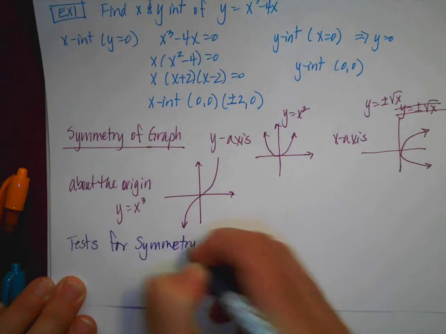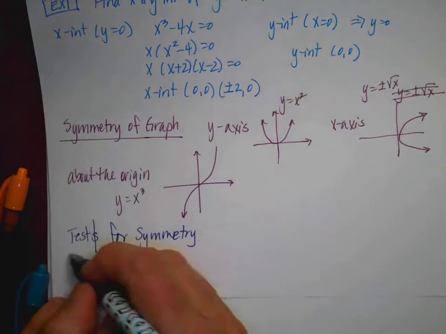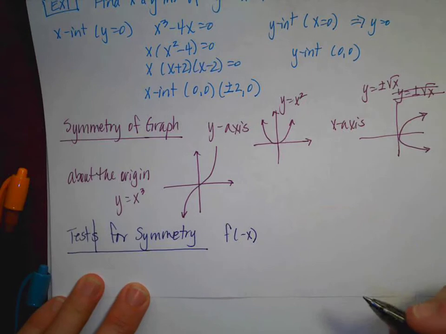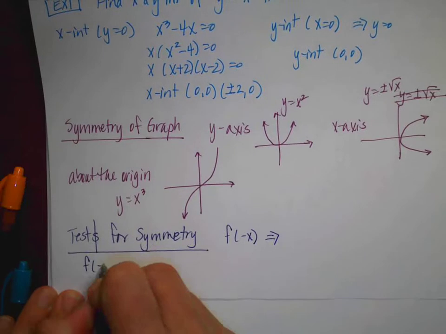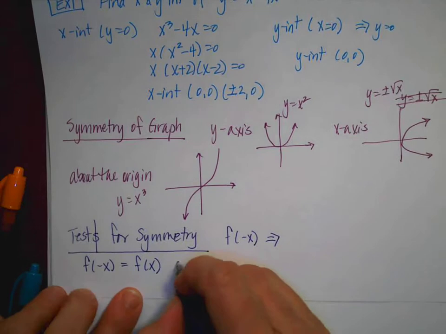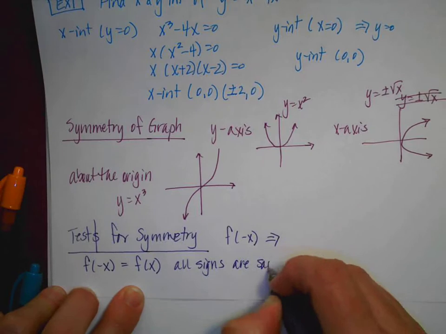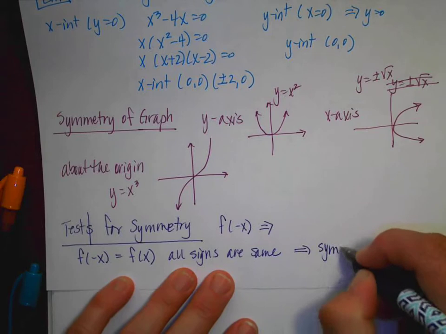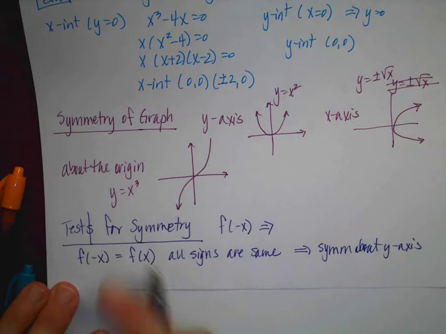And really, there's only one test, so that S is kind of an oxymoron. So basically, when I test for symmetry, I want to run a negative x through the function, and then I want to see what happens. If I have f of negative x and it equals the original function, meaning all of the signs are the same, and the function doesn't change, then this is symmetric about the y-axis.